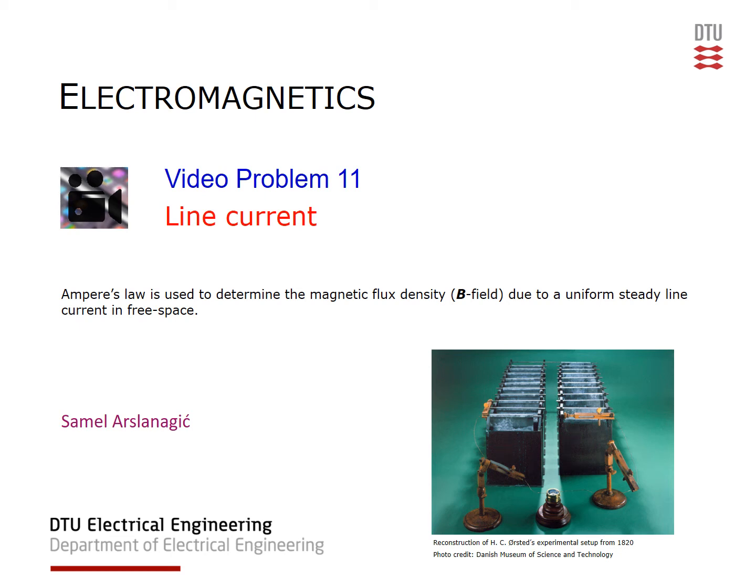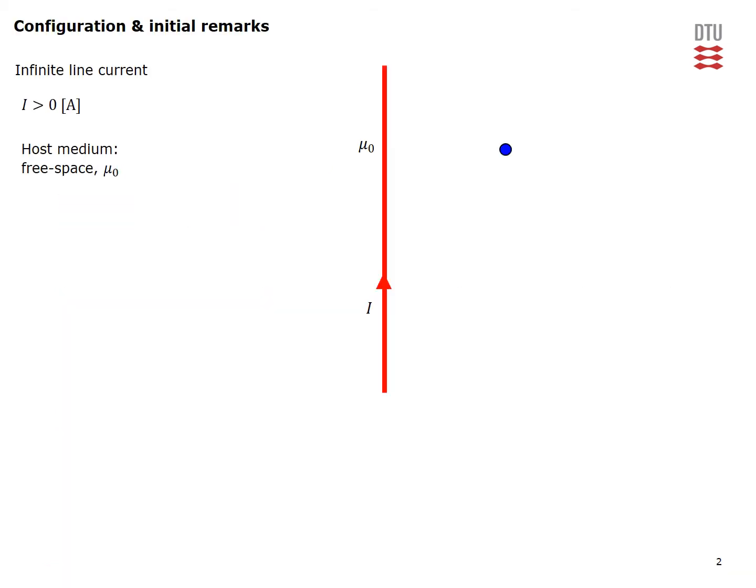So welcome to video problem 11. Here we will use Ampere's law to determine the magnetic flux density, which is the B field, for a uniform steady line current in free space.